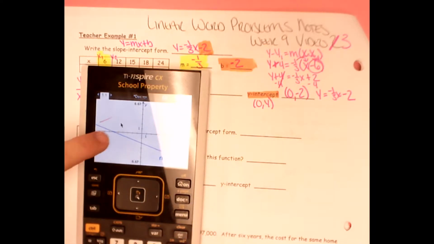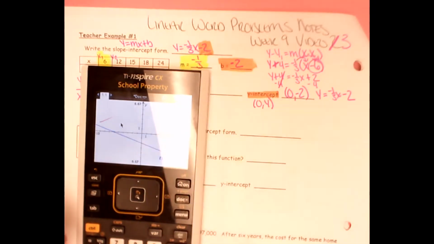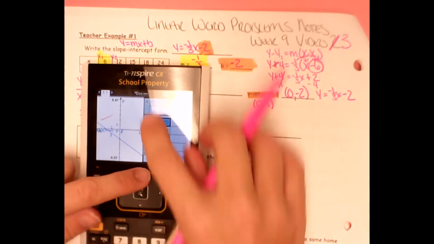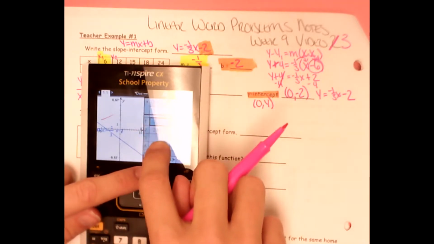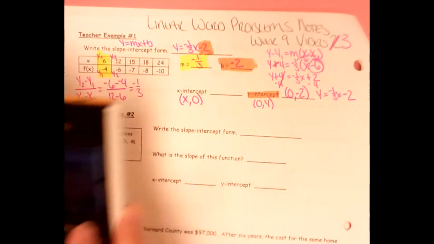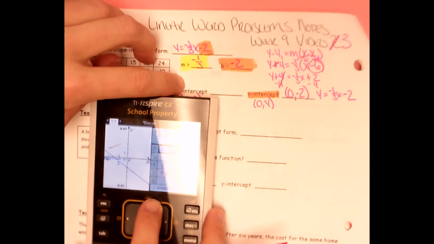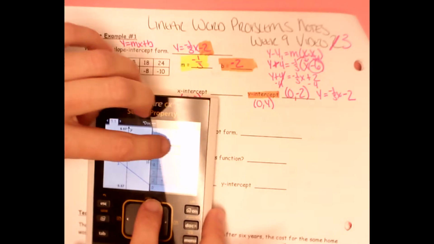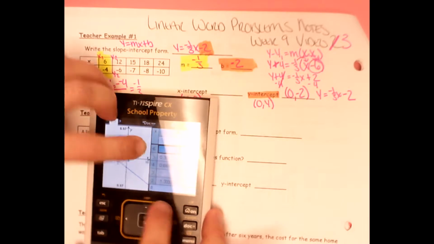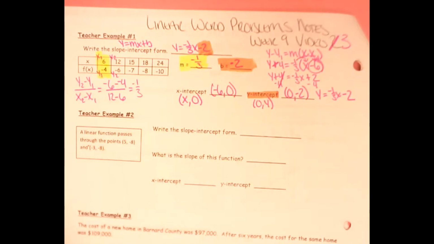You can either read from the line where it crosses, so it's at negative 1, 2, 3, 4, 5, negative 6, or control T. If you control T, you pull up the table. Here's your x's. The f of x is your y's. When x is 0, y is negative 2. Oh, sorry, that's not what we're looking for. We want to look for when y is 0. When y is 0, x is negative 6. So my point is negative 6, 0. That's for the first one.